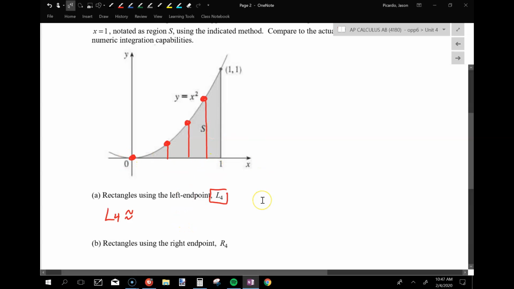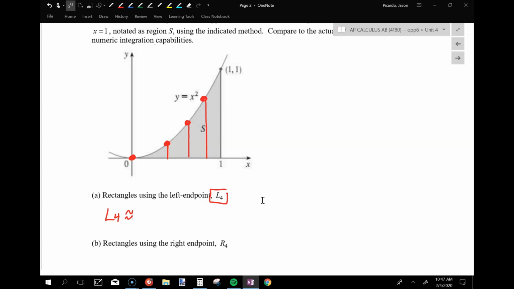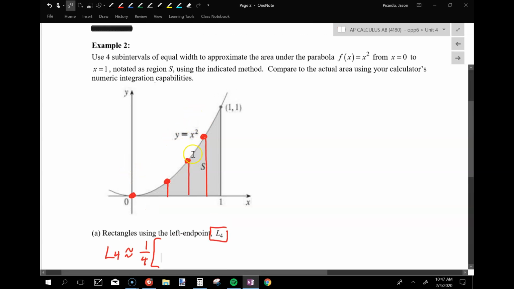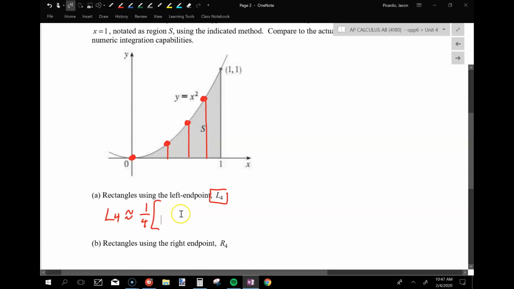What's the width of each of these rectangles? Not a trick question. 1/4, right? So we all agree that the width is going to be 1/4. And what am I going to do with that 1/4? Well, I'm going to multiply it by the height of each rectangle, correct? Where does the first rectangle begin? At 0. Why 0? Because it's a left side approximation starting at 0, right? So I'm going to start at f of 0.